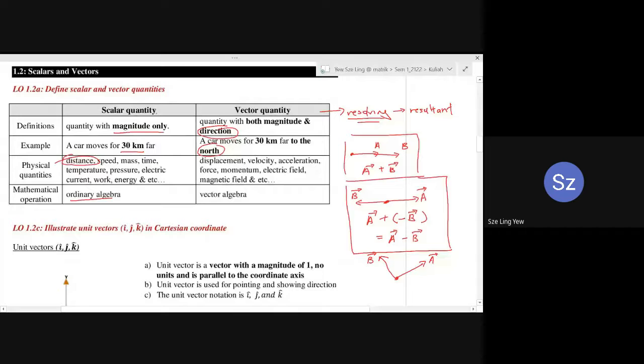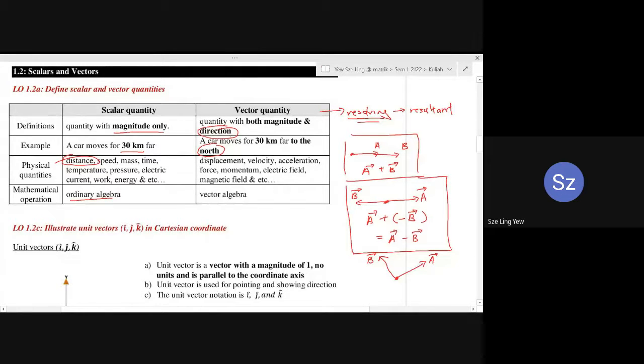Scalar quantity, you don't have to think about anything. You straight away add them up. Okay, you straight away do anything that is told in the question. And then vector quantity, you have to think. What are the directions? Are they lying on the same component? Are they pointing towards the same direction? If no, what should you do? If yes, then what can you do? All right. So vector quantity is stressed a lot in direction.